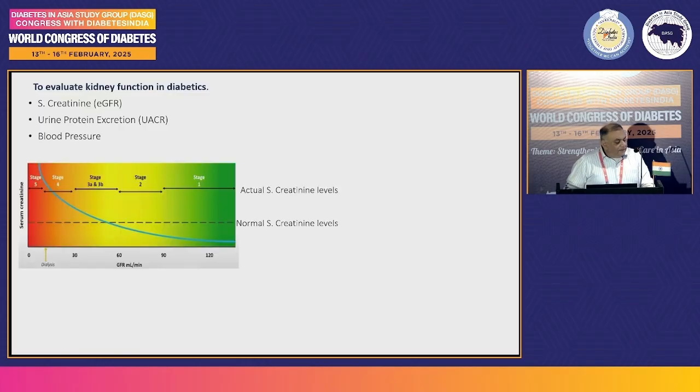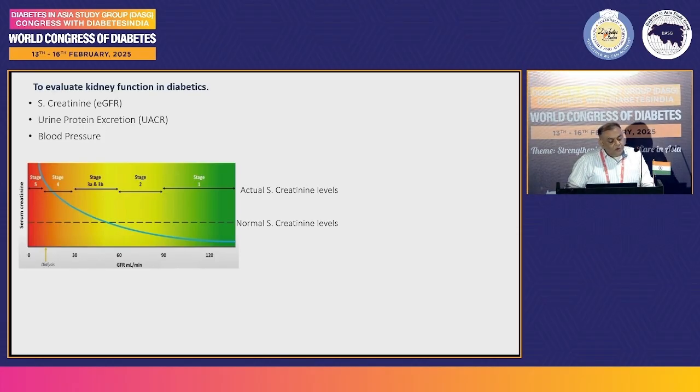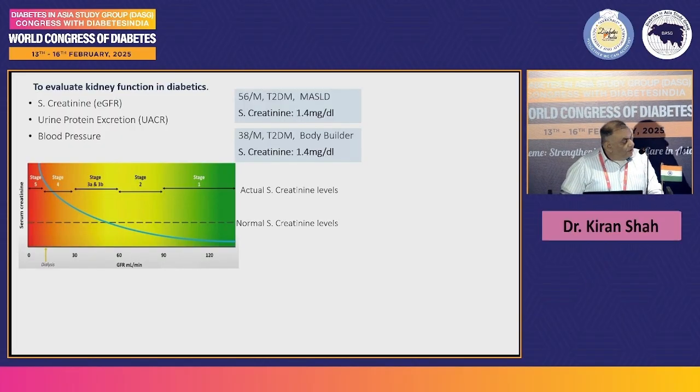And this is a nice little illustration showing us the relationship between serum creatinine and the GFR. What is important here is that at an eGFR of around 60, the serum creatinine still appears to be normal. Now let us look into two different case scenarios. A 56-year-old type 2 diabetic with a creatinine of 1.4 milligrams. And then again, we have a type 2 diabetic, he's a bodybuilder, but the creatinine is the same.